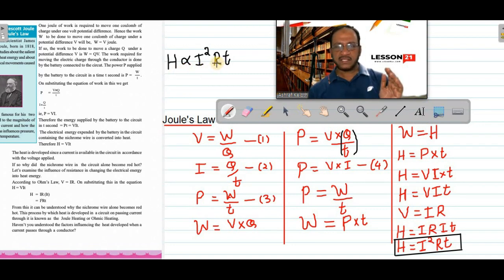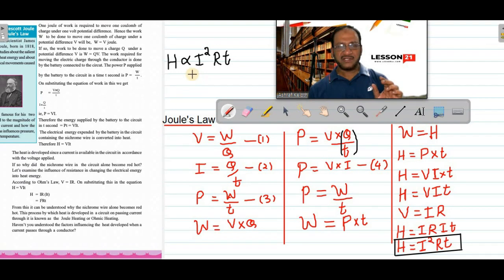If you double the resistance value, heat energy also doubles. If you triple the resistance, heat energy developed also triples. If you double the time, heat energy also will double. If you triple the time of flow of current through the conductor, heat energy also triples. So with resistance and time, it is directly proportional to the value, and with current, it is proportional to the square of that value of the current. I hope these ideas are clear.